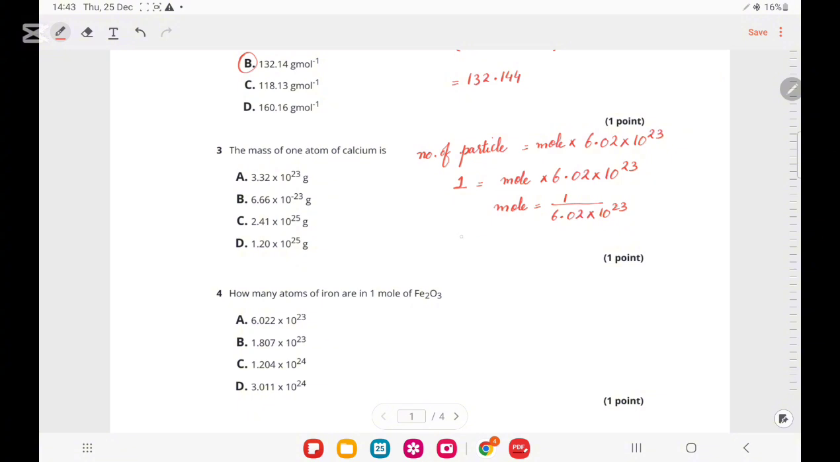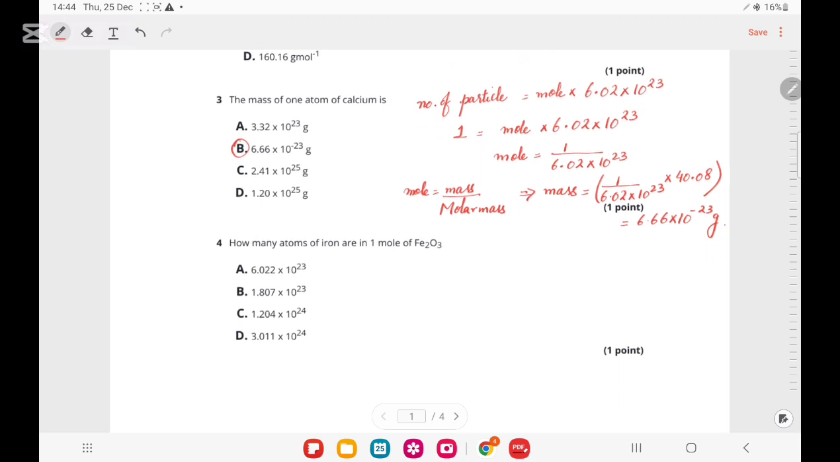And in order to find the mass, the formula we are going to use, mole is equal to mass over molar mass. And in order to find the mass here, we are going to multiply mole with the molar mass. Mole is 1 by 6.02 times 10 raised to power 23, and molar mass of calcium is going to be 40.08. So answer comes out to be 6.66 times 10 raised to power minus 23 grams. So the right answer is going to be B there.